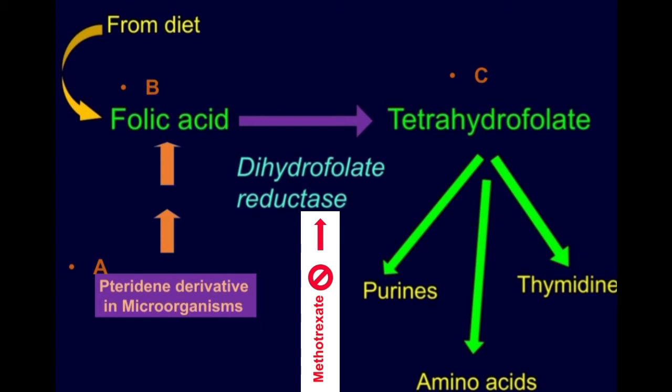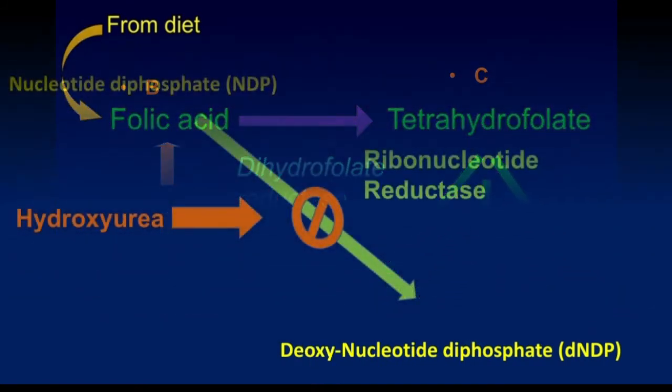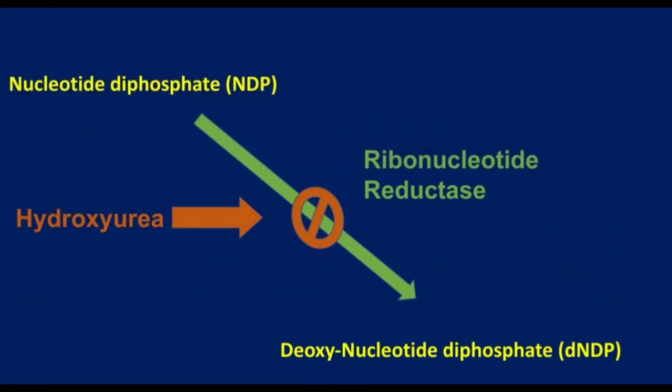In doing so, methotrexate can impair the production of guanine, adenine, and thymidine nucleotides, and therefore can slow down nucleic acid synthesis in general. The second target enzyme in chemotherapy is ribonucleotide reductase. This enzyme is responsible for converting ribonucleotide diphosphates to deoxyribonucleotide diphosphates.